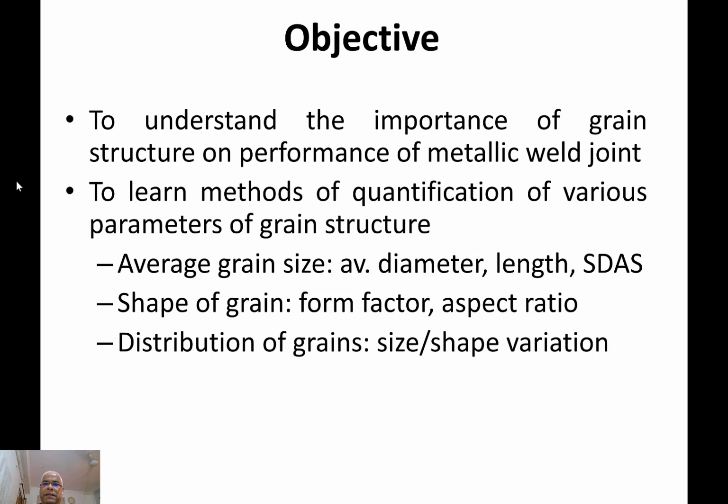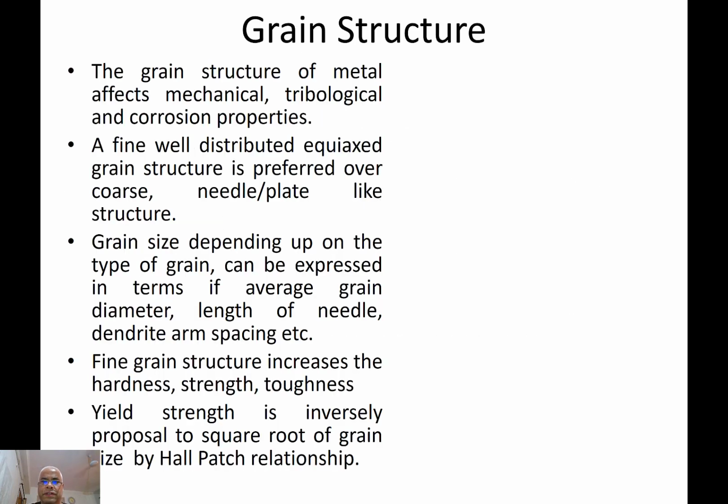Also to learn the methods of quantification of the various parameters of the grain structure, which includes grain size measured in terms of the grain diameter or the length or the secondary dendrite arm spacing, the shape of the grains in the form of form factor and aspect ratio, and the distribution of the grains in terms of the size and shape variation. And therefore it becomes important to quantify the grain size of the microstructure.